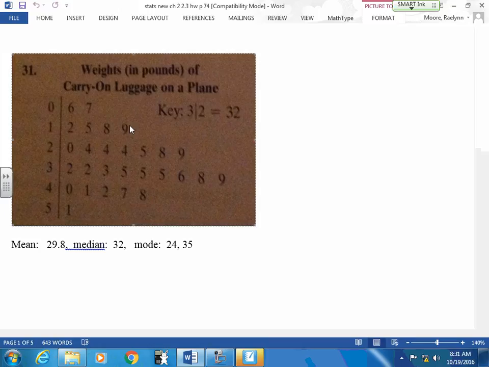So according to their data, what should we use for our measure of central tendency? The mean, the median, or the mode? I want the middle of my data. The median. The median is always smack in the middle. Is the mean close to the median? Close enough? No, it's a little further away. So in this case, I'll use my median to actually represent the measure of central tendency.